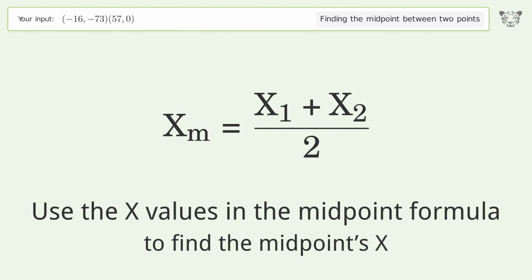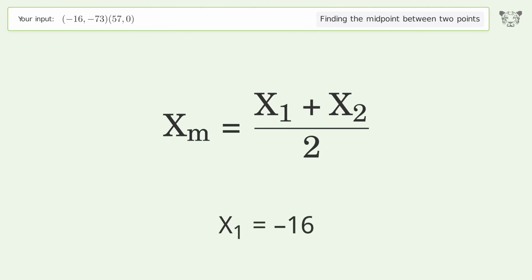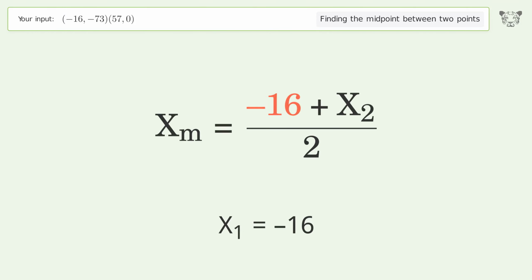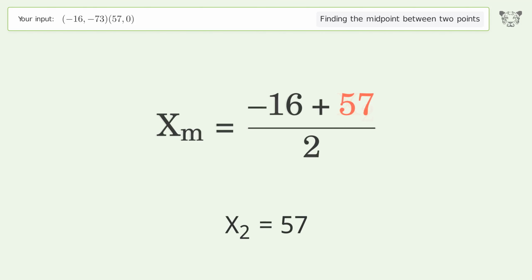Use the x values in the midpoint formula to find the midpoint's x. x1 equals negative 16. x2 equals 57. Simplify the arithmetic.